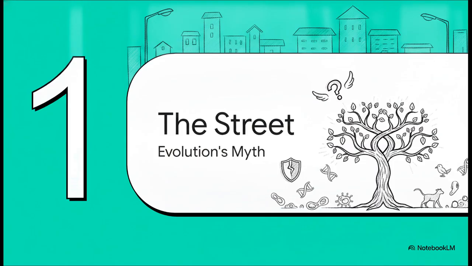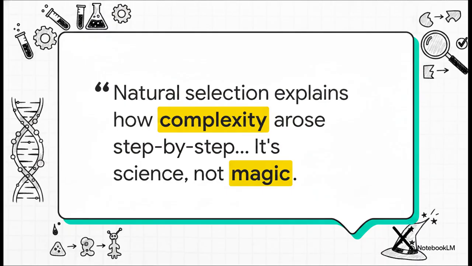Let's dive in. So, picture this. You're counseling a doubting college student, or maybe talking with a skeptical friend. You are almost certainly going to hear a script that sounds a lot like this. Listen, natural selection explains how complexity arose step by step. Over millions of years, tiny incremental mutations occurred. It's just science, it's not magic. Right, we hear that all the time.